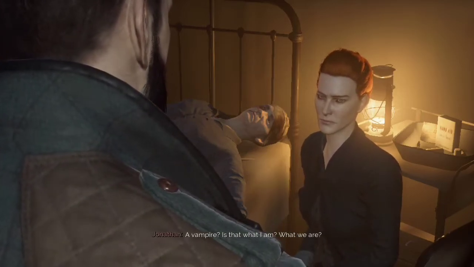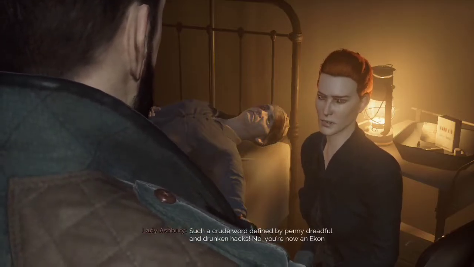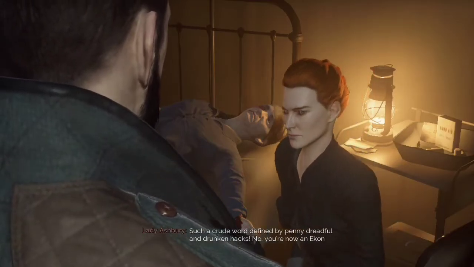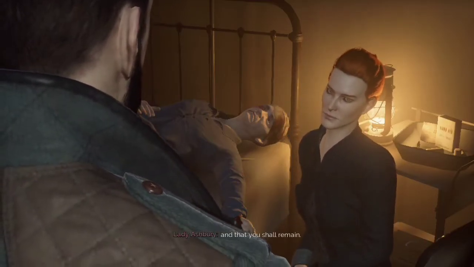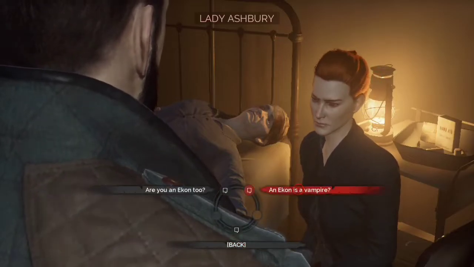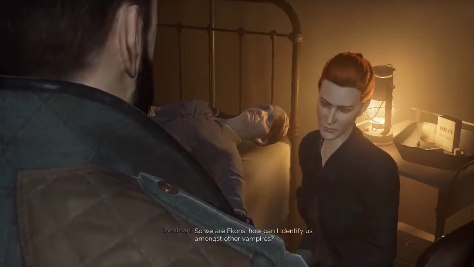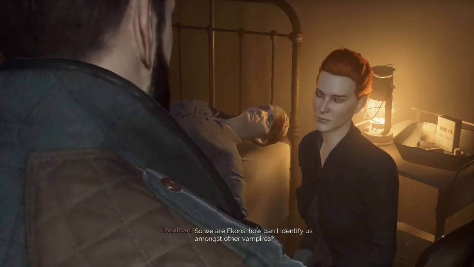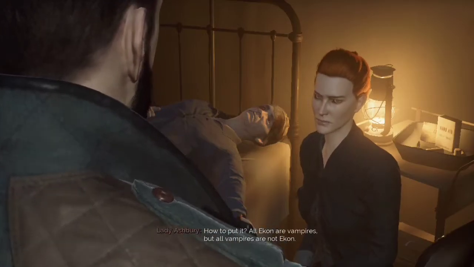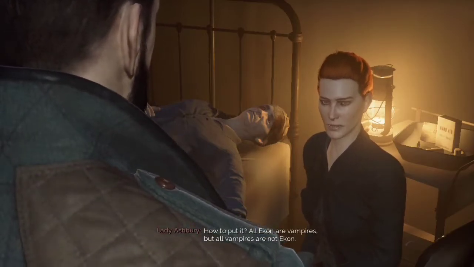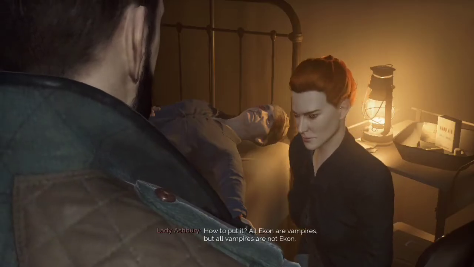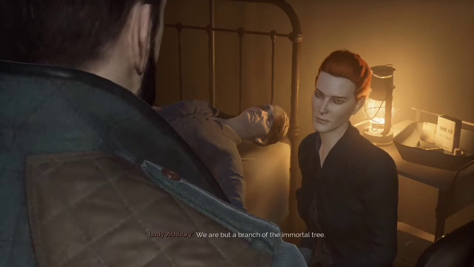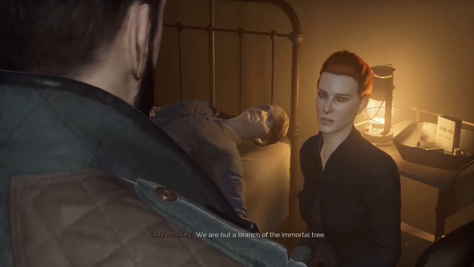What we are? Such a crude word, defined by penny dreadfuls and drunken hacks. No, you are now an Ekon, and that you shall remain. All right, an Ekon. So we are Ekons. How can I identify us amongst other vampires? How to put it? All Ekon are vampires, but all vampires are not Ekon. We are but a branch of the immortal tree.